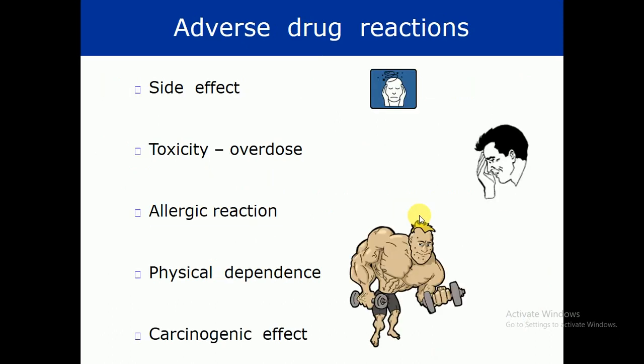These are called adverse drug reactions. They may be in the form of side effects, or toxicity, and toxicity may be due to overdosing. An allergic reaction may occur due to a hypersensitivity reaction. There is also physical dependency, which means your body has become dependent on some drugs, and then you become unable to perform any activity without taking certain medication. And there may be chances of carcinogenic effect. There are certain drugs which also produce carcinogenic effect.